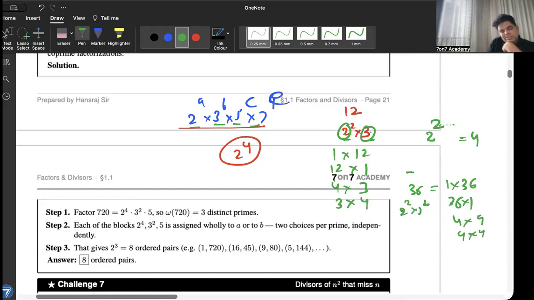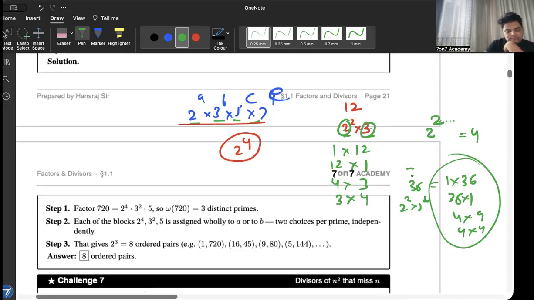If I move 3 here, then that won't be co-prime. The 3 will be common. Agree? So 2 to the power of 2 is 4. So these are the 4 numbers. No? Understood now? Yeah.